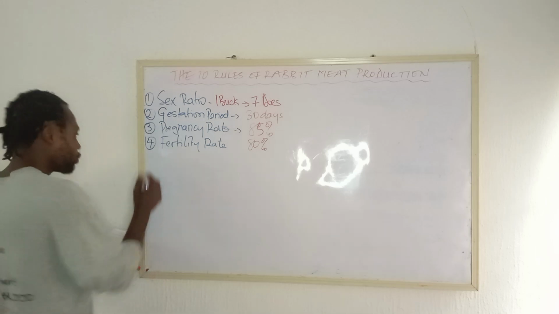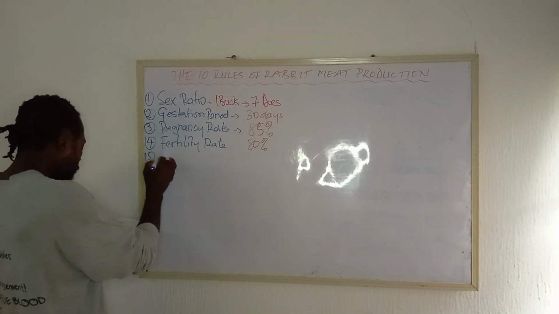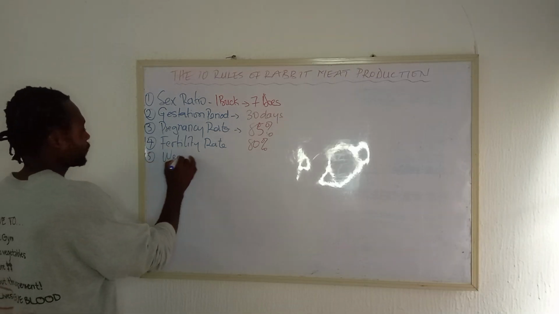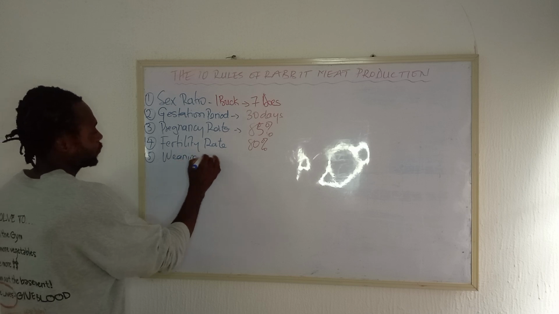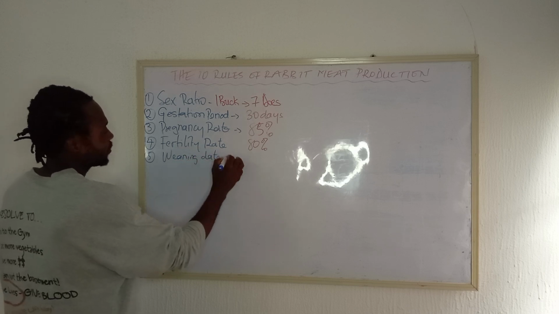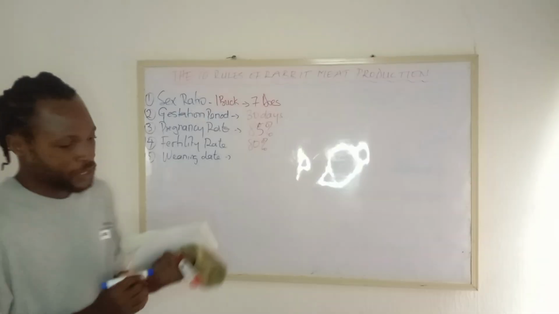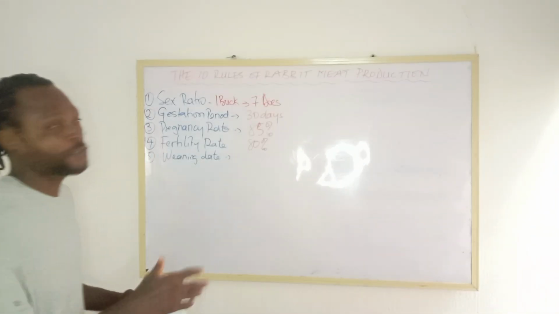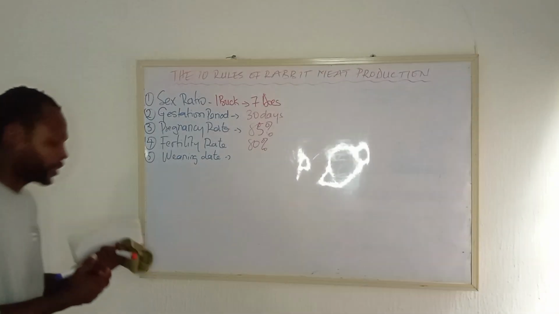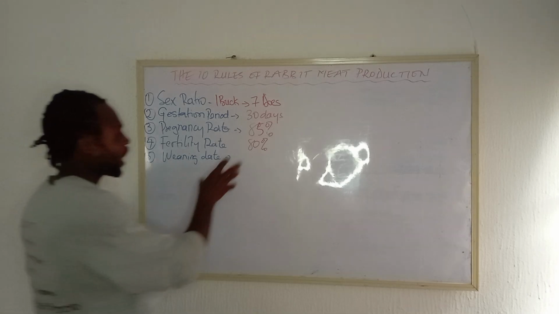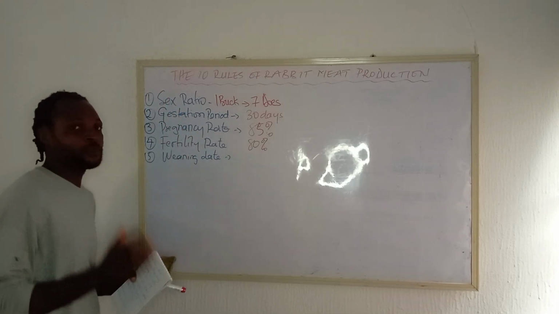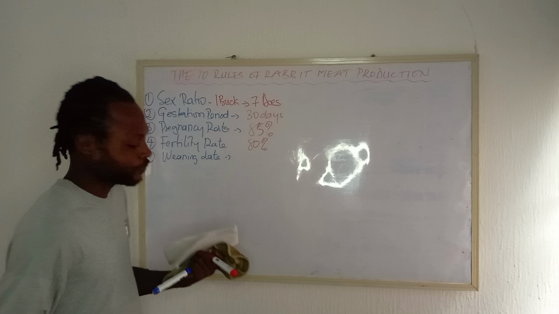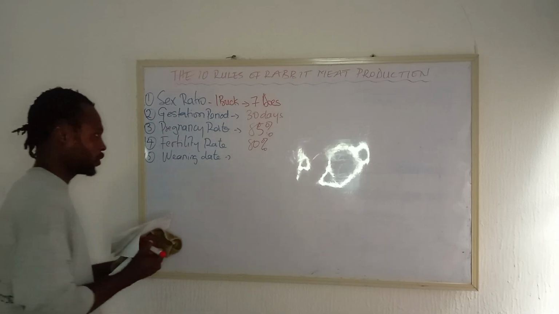Number 5, weaning date. Now you have to understand this. Weaning date is not a period. It's different from your fattening period. Weaning date is the point at which you separate the babies from their mother, and here we are going to use 35 days.